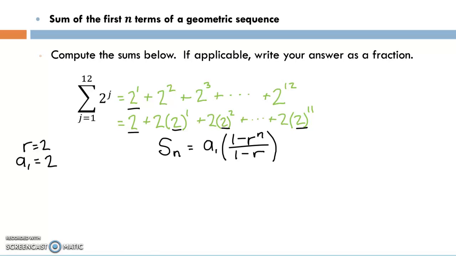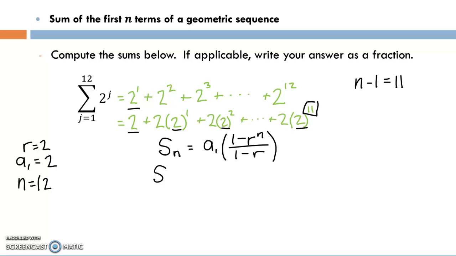Okay, now n. n is how many terms I'm dealing with. From 1 to 12, how many terms are there? 1, 2, 3, 4, 5, 6, 7, 8, 9, 10, 11, 12. So n is equal to 12. Remember in my previous video, I can also look at this last exponent, and that is equal to n minus 1 if I've factored out my a1 first, which I did. So that's another way we can get 12 for n.